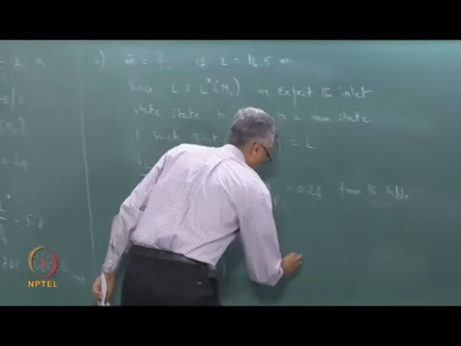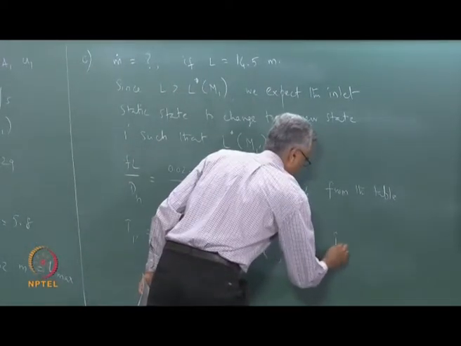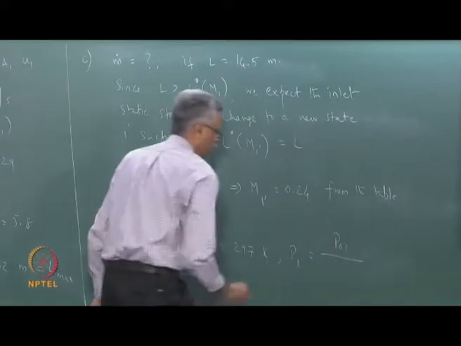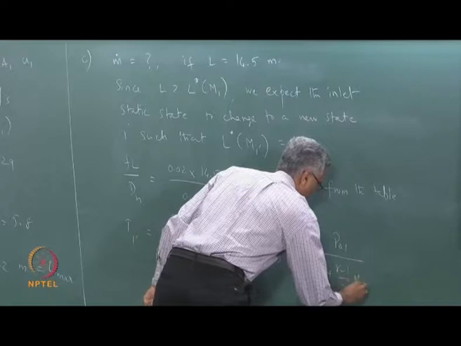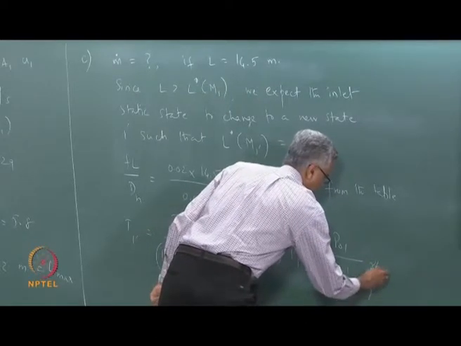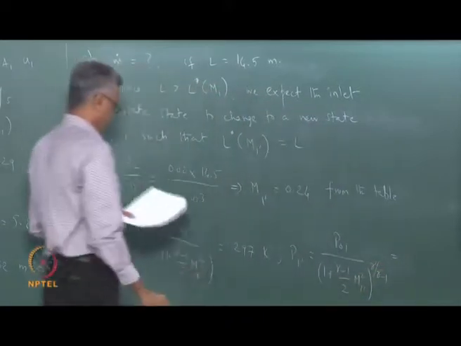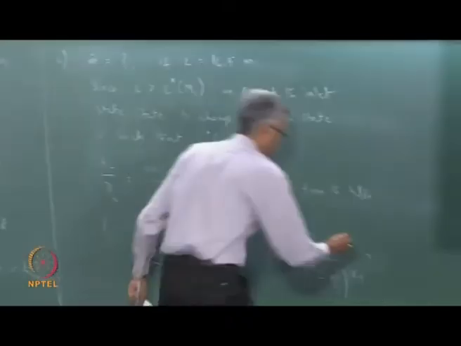And P1 prime can be calculated in the same manner as before, P01 divided by 1 plus gamma minus 1 over 2 times M1 prime squared, raised to the power gamma over gamma minus 1, and this comes out to be 96.1 kilopascal.